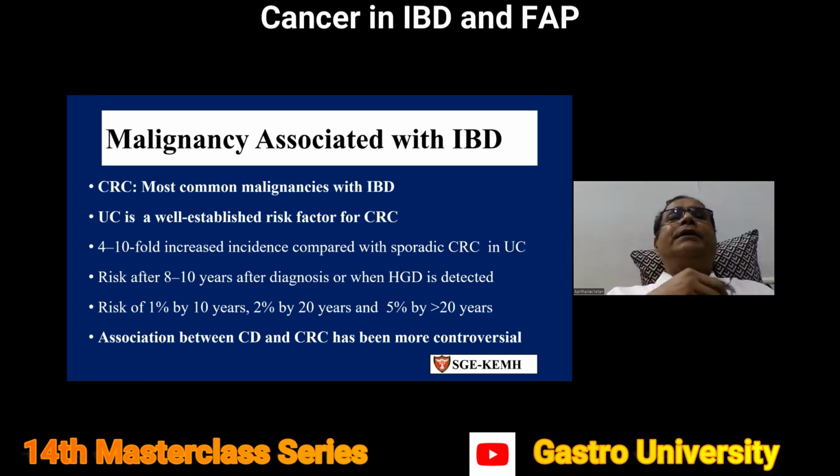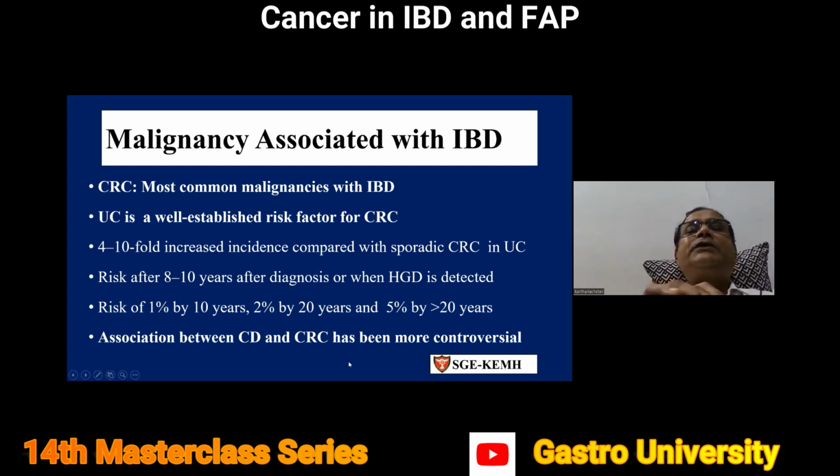So we all know that colorectal carcinoma is one of the most common malignancies associated with inflammatory bowel disease. Ulcerative colitis is a well-established risk factor for CRC. Its incidence is 4 to 10 times more as compared to the sporadic CRC which can occur. And the risk increases after 8 to 10 years of diagnosis or following diagnosis of high-grade dysplasia. So the risk at the end of 10 years is around 1%. It is 2% at the end of 20 years. And after 20 years, it is around 5%.